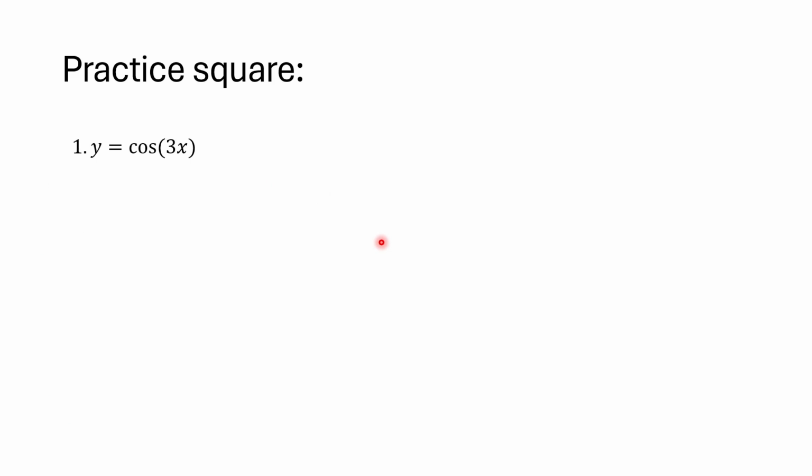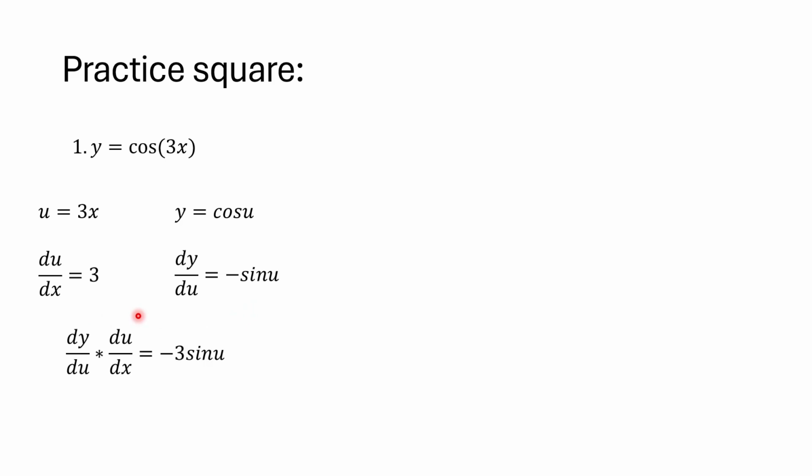Cool. So diving into it, it's going to say practice square the whole time now, isn't it? Okay, so we have y is equal to cos 3x. So what we can then use is chain rule, as I said in the cheat sheet. So if we say u is equal to 3x, y is equal to cos u, du dx is equal to 3, dy du is equal to minus sine u. And then we apply chain rule, dy du times du dx is equal to minus 3 sine u.